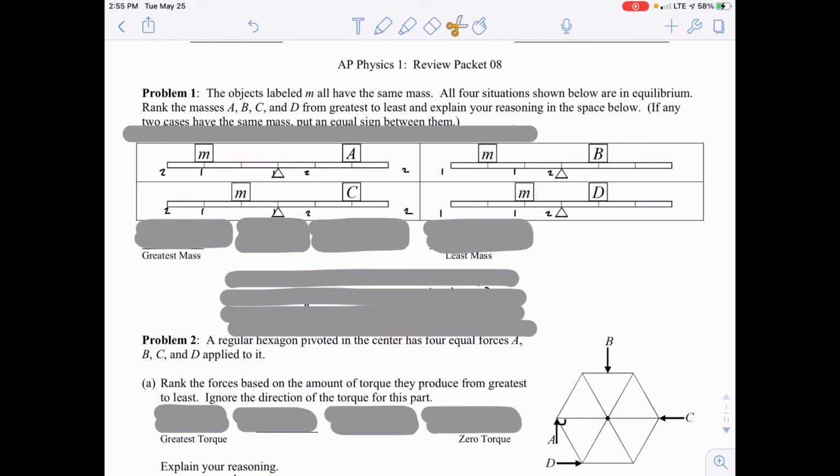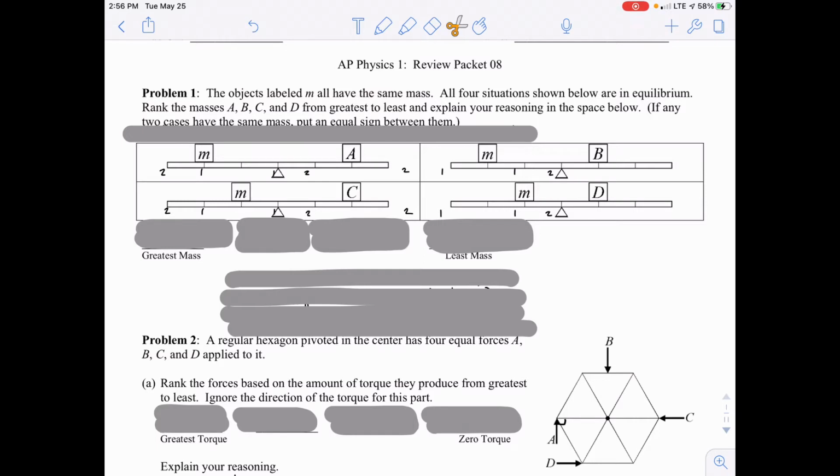Problem number 1. The objects labeled M all have the same mass. All 4 situations have been shown to be in equilibrium. Rank the masses A, B, C, and D from greatest to least and explain your reasoning.